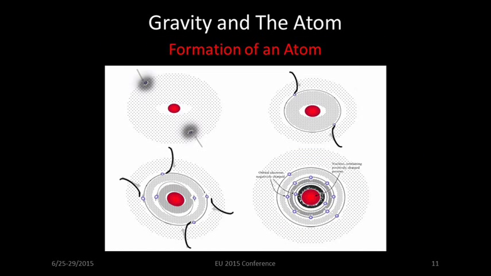If atoms are held together by gravity, how do they form, and why don't the electrons collapse in on the nucleus? In the graphic on this slide, we see a progression of pictures of an atom forming. First we have a representation of matter particles that will become the nucleus. They form together, as we saw in the previous animation, of two slower particles moving together and being held together by the pressure of energy around them.